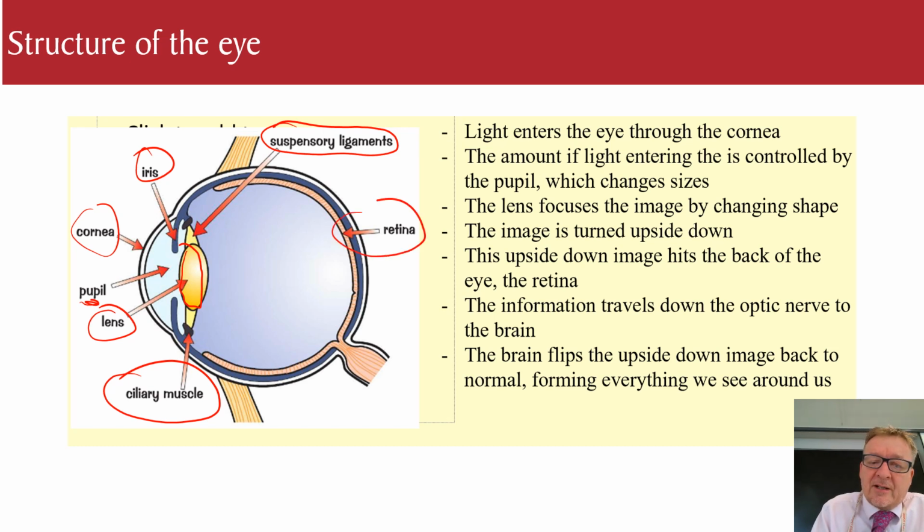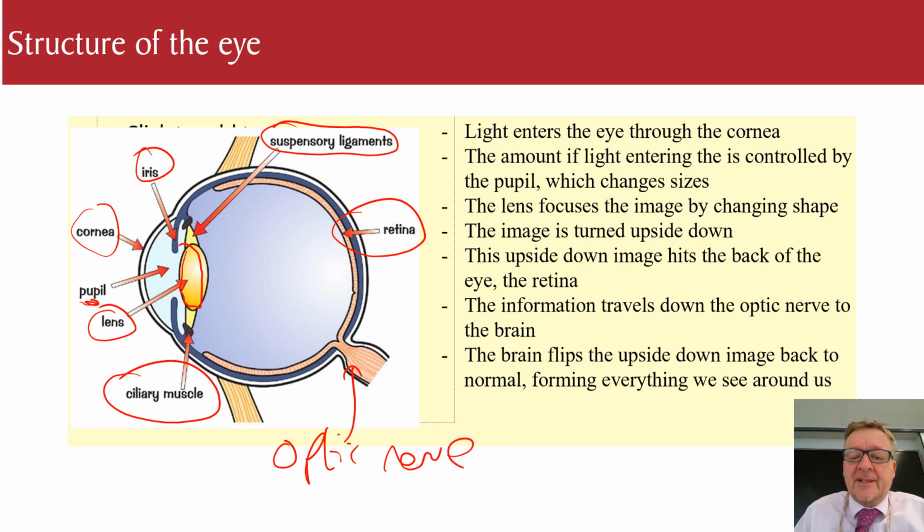And then at the back of the eye, you've got your retina, which detects it all. Even though it isn't labelled at the back there, that is the optic nerve. Now, the way that you actually see: light enters the eye through the cornea. Light comes in here and goes through the cornea. The amount of light entering the eye is controlled by the pupil, which changes size. That's like the black hole.